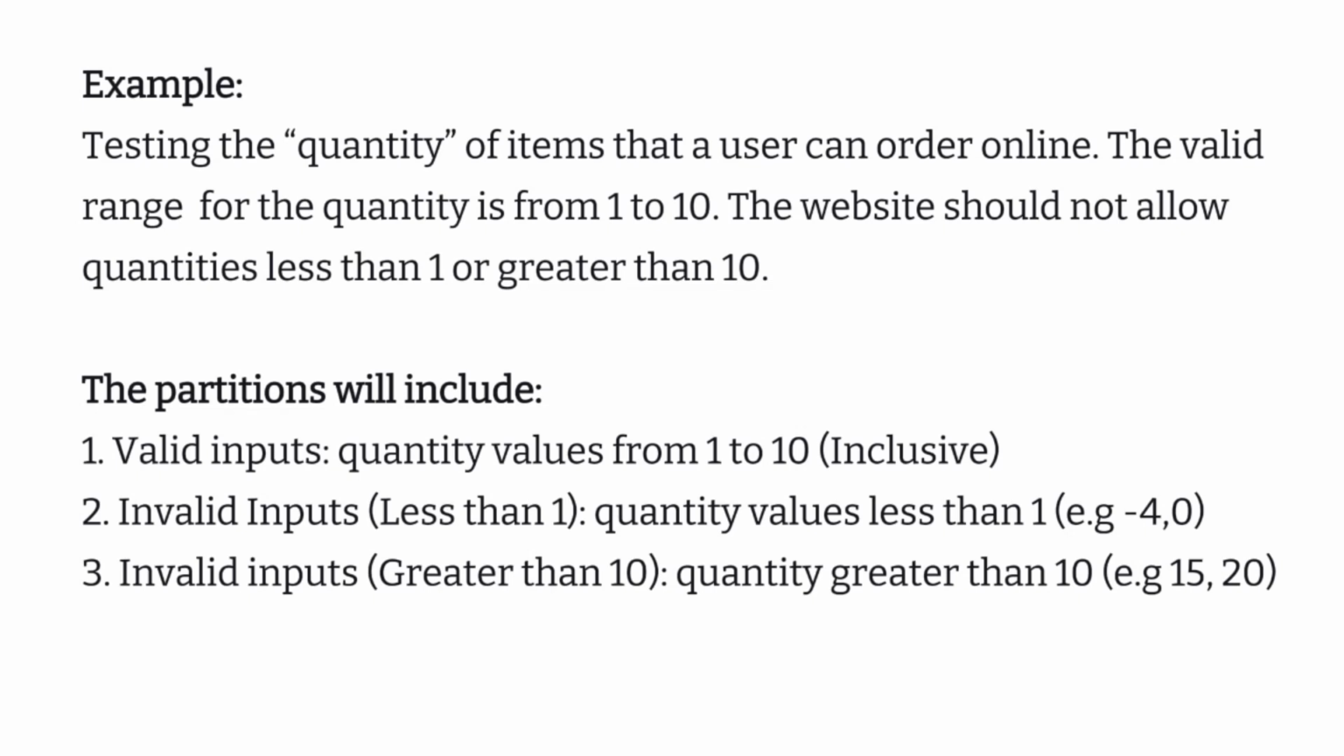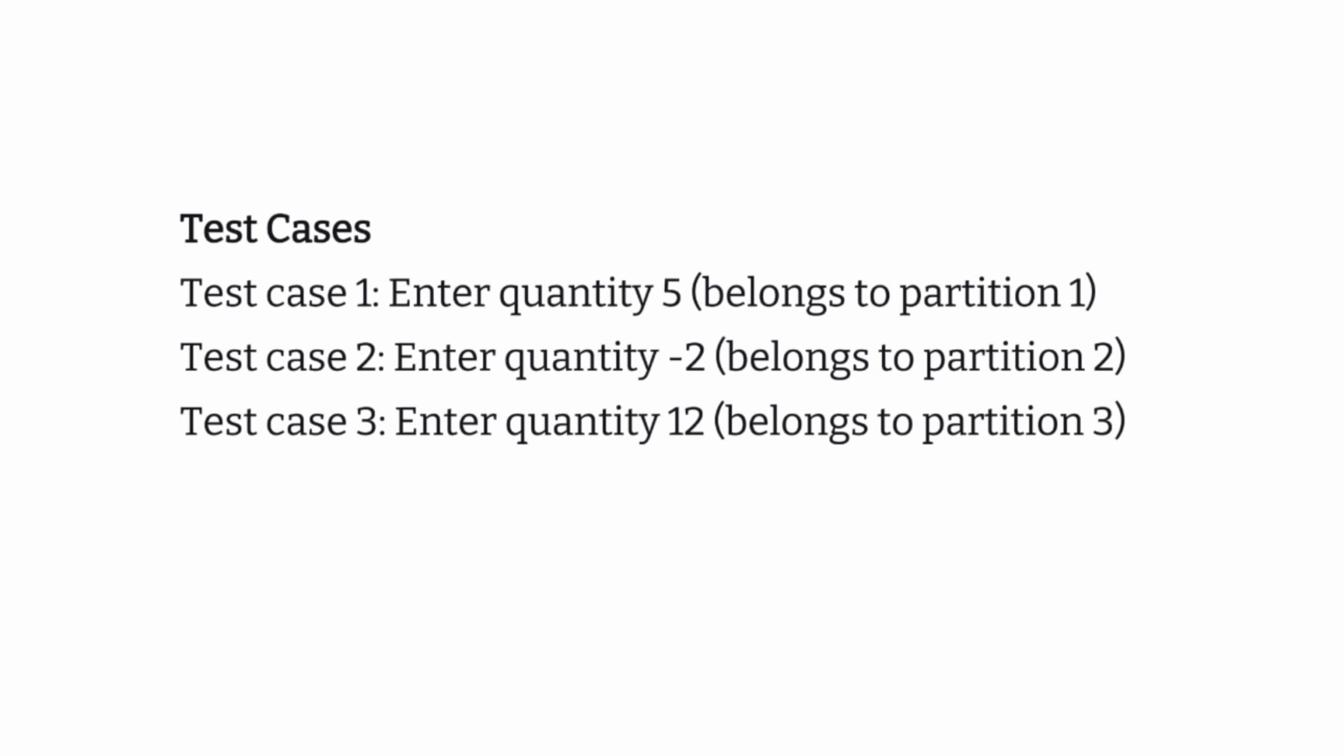2. Invalid inputs, quantity values less than 1. Example, -4, 0. 3. Invalid inputs, quantity values greater than 10. Example, 15 and 20. So the test cases here will be test case 1, enter quantity 5, which belongs to partition 1. Test case 2, enter quantity -2, which belongs to partition 2. Test case 3, enter quantity 12, which belongs to partition 3.